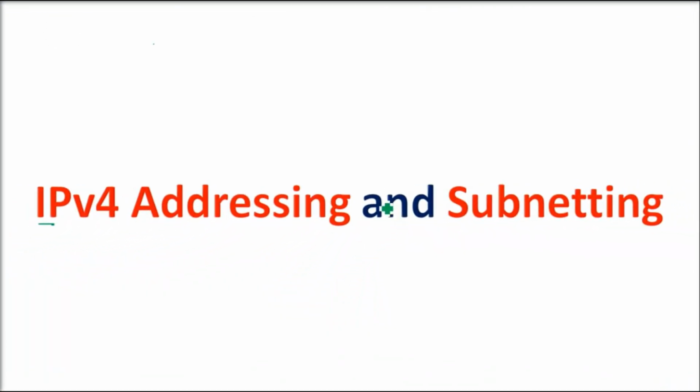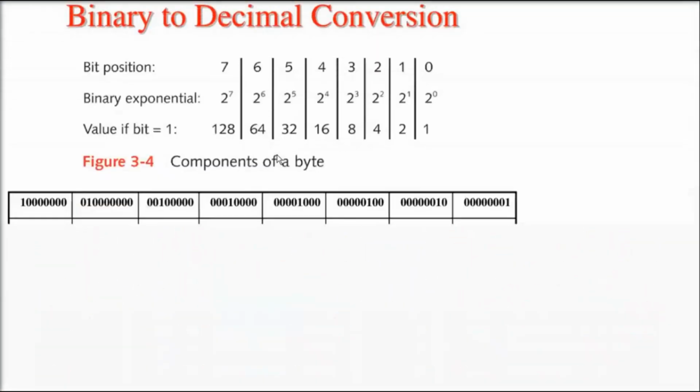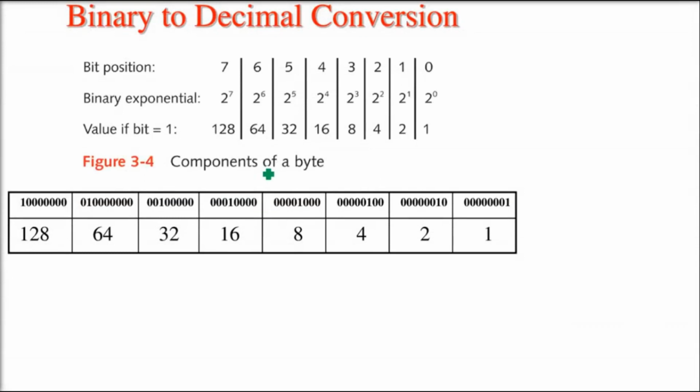This is IPv4 addressing and subnetting we are going to take. Whatever we are discussing today, in order to understand that, we need to know the binary to decimal and decimal to binary conversion. How does it work? Let us take an example.